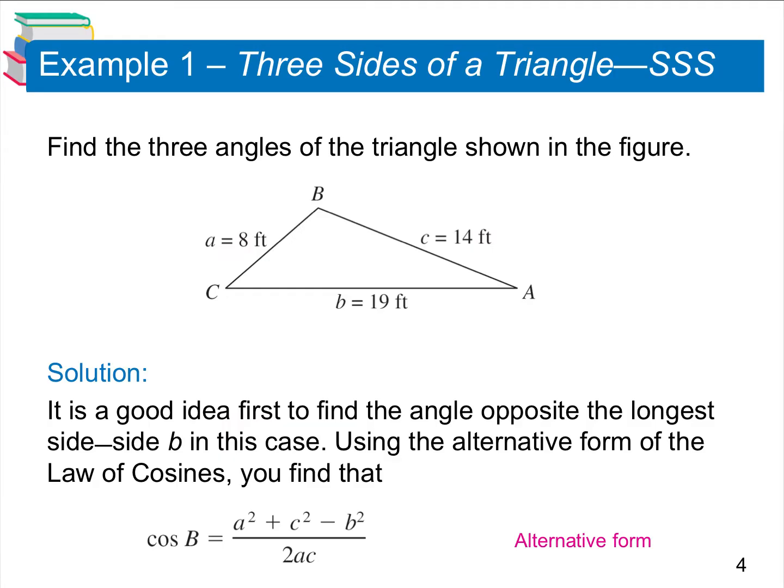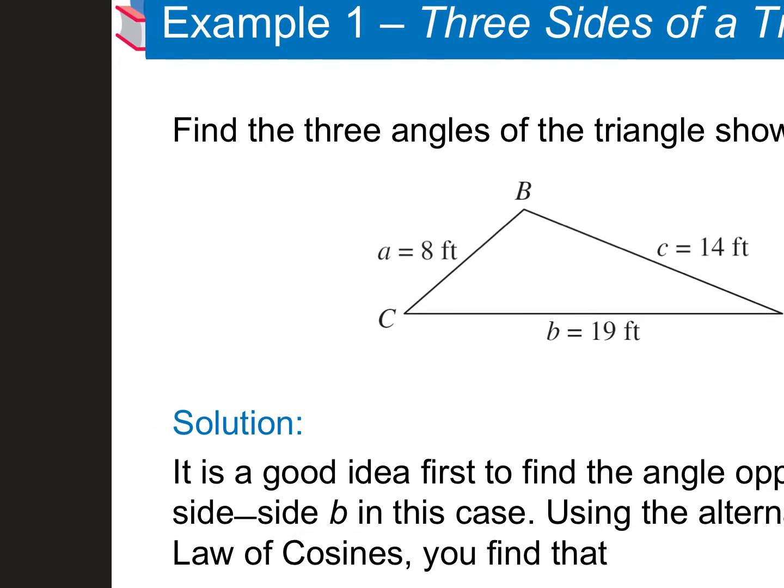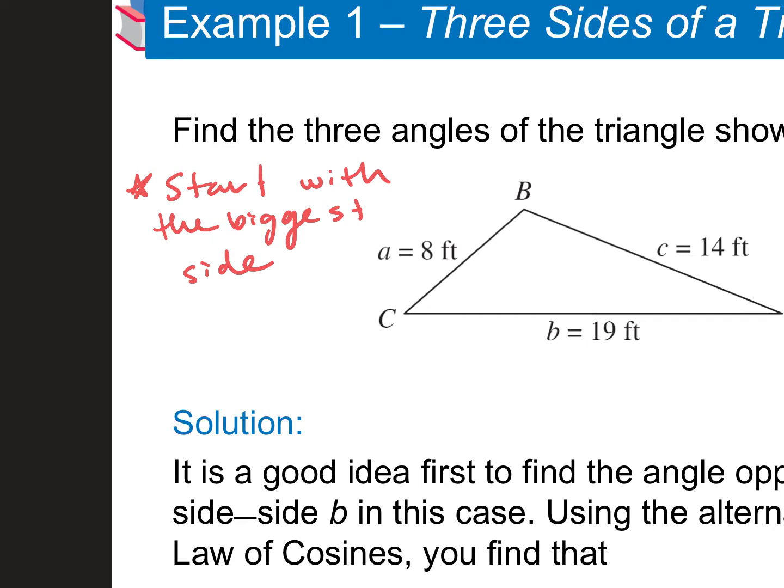So let's look at example 1. We have this triangle and it gives us three sides. When using law of cosines, it's super important that we start with the biggest side. So our biggest side here is what? B. So we're going to have to find angle B first.